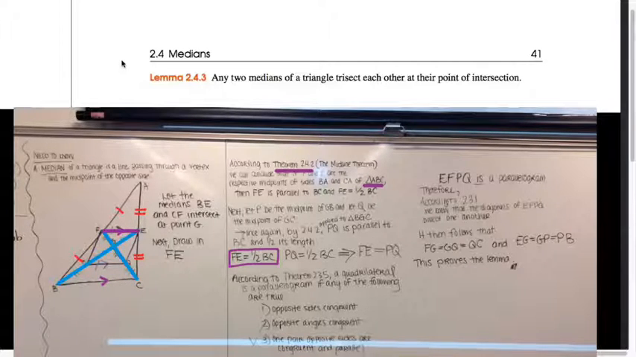But then comes the real innovative part of this proof, is that the prover looks at this diagram and says, well, hey, there's another triangle in the same figure that also has BC as one of its sides, namely the triangle BGC. And so the author of the proof says, well, why don't we try applying the midline theorem to that triangle as well, because that's going to give us another link between BC and FE.